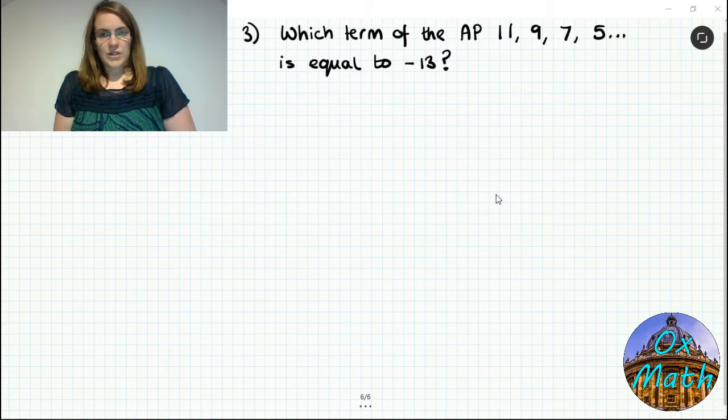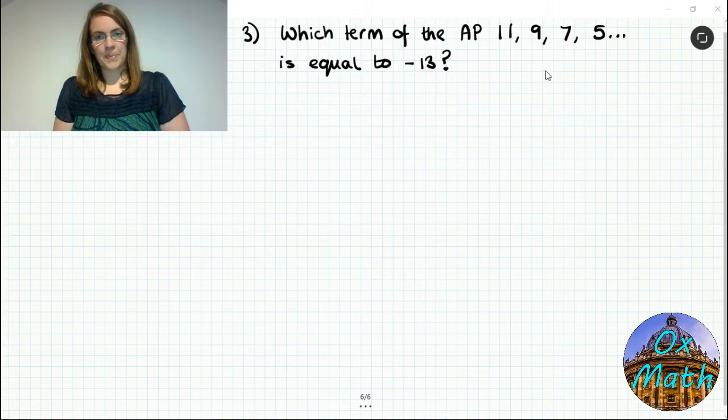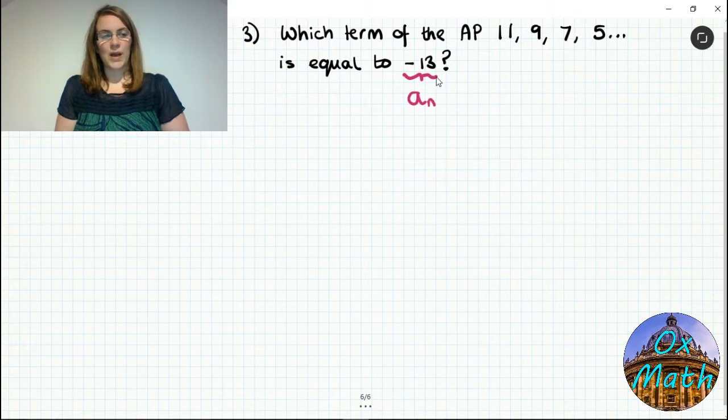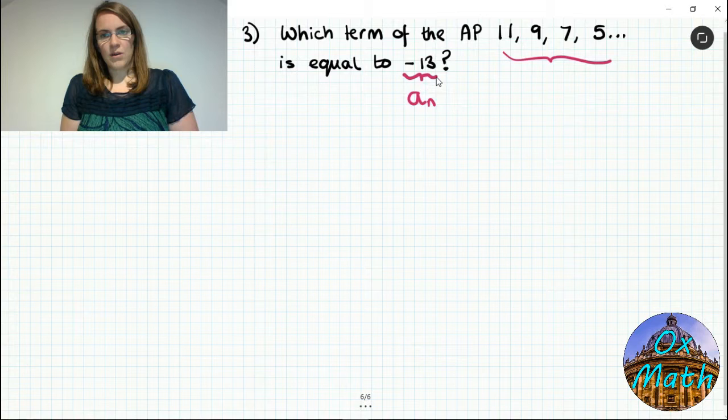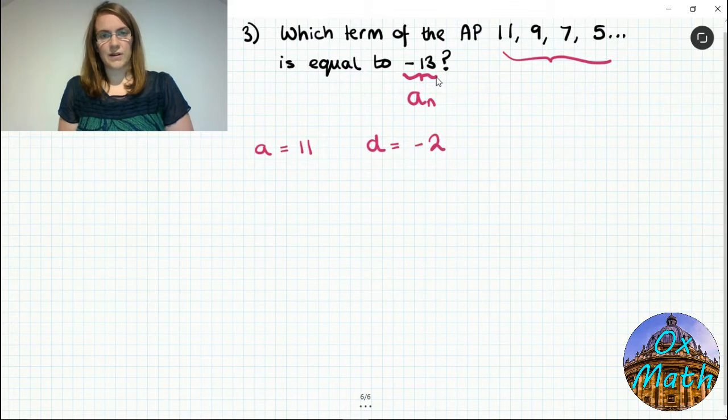Our third question is slightly different again. This time we are given our sequence, but we're not asked to find a particular term. We are asked to find which term is equal to this. So we know the value of the term, so we know an, and we are trying to find n. We are trying to find where in the sequence that will be. So again, looking at our sequence, we know that a is 11, our first term, and this time the difference is minus 2 because we are going down by 2 each time.